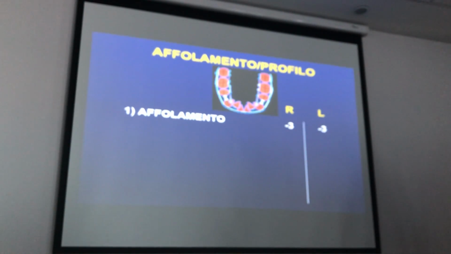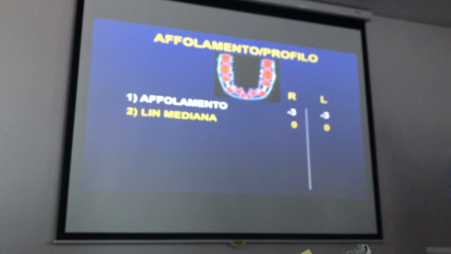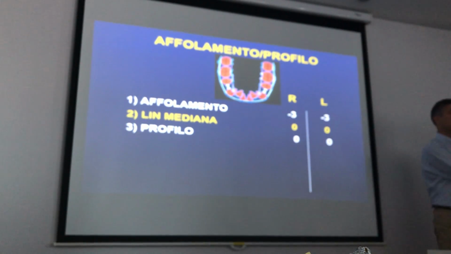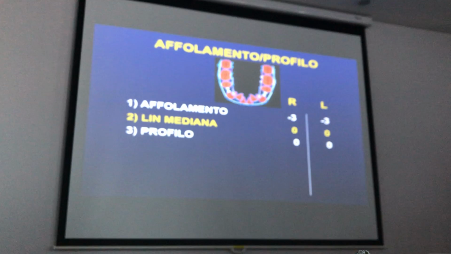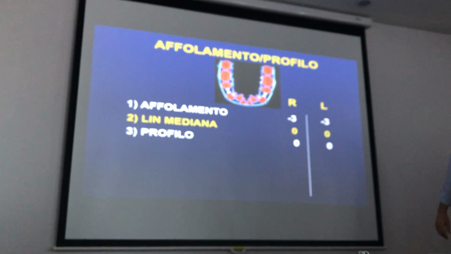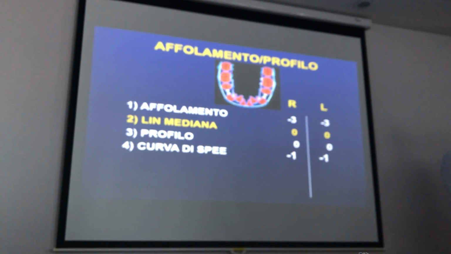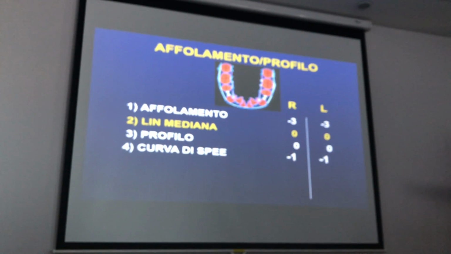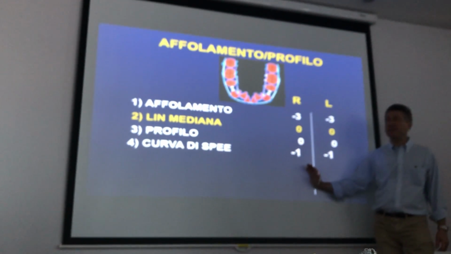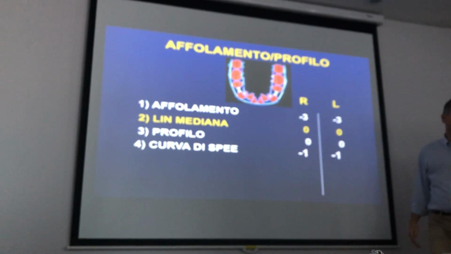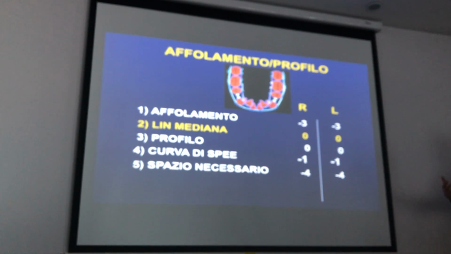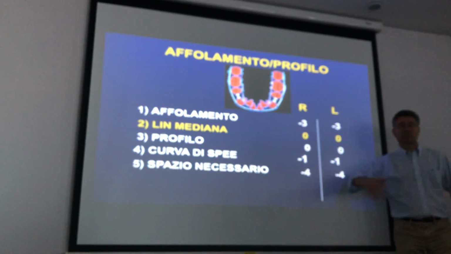So let's go to crowding. Midline is central. Profile, we don't want to move it. We like where the lips are. So we write 0. Curve of Spee, let's say 1 millimeter. Now, on the right side, we have 4 millimeters of required space. In the left side, we have 4 millimeters of required space. Okay? So, in other words, we have 8 millimeters both sides.